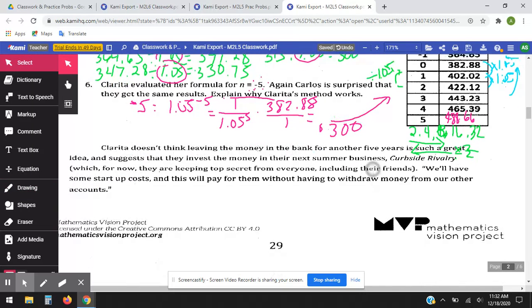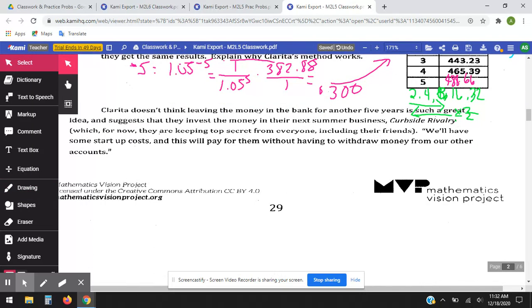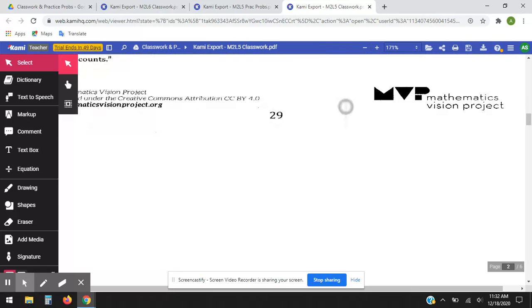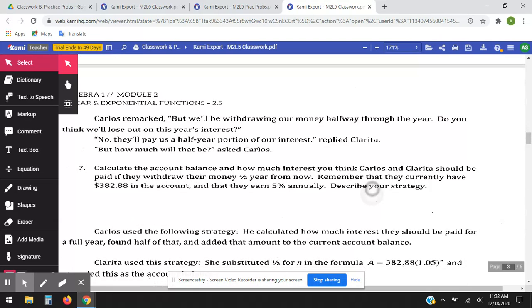All right, let's keep going. Clarita doesn't think that leaving money in the bank for another 5 years is such a great idea. She suggests they invest their money in their next summer business, Curbside Rivalry, which for now they're keeping top secret from everyone, including their friends. We'll have some startup costs, and this will pay for them without having to withdraw money from our other accounts. Okay.